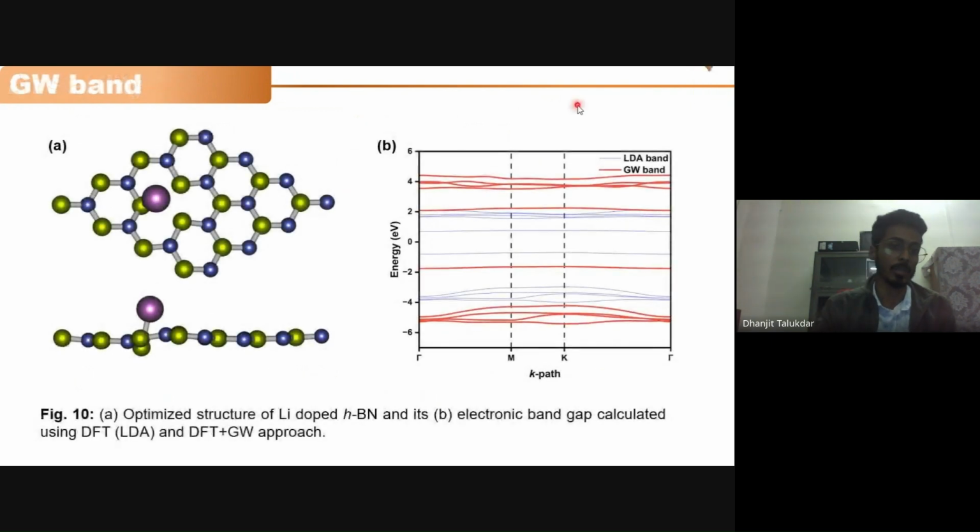Well, coming to the electronic properties, we have calculated the GW band structure of the material. When we dope the system with a lithium atom, we see that two defect bands arise within the forbidden gap of the material. Hexagonal boron nitride has a very wide band gap, around 6.5 or something like that. So what happens is that it introduces two defect band states, one above the Fermi level, one below the Fermi level.